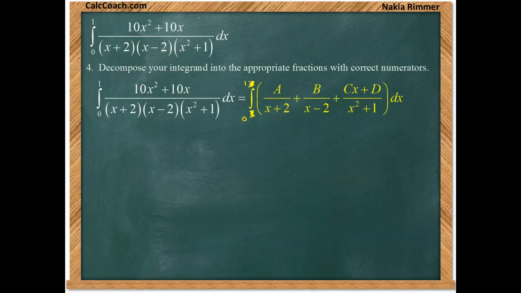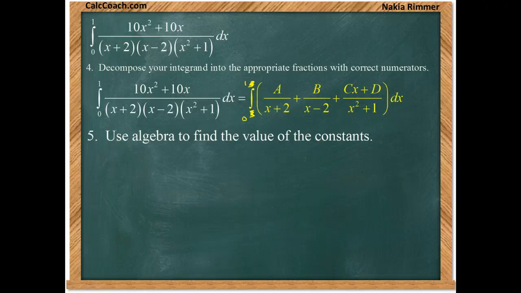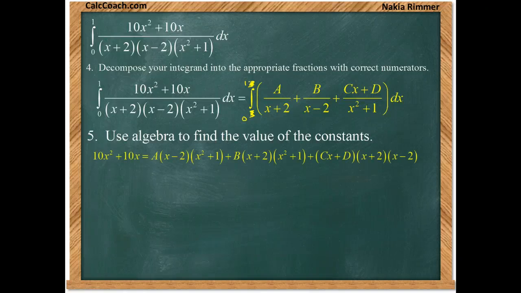Okay, here we go. We need to now chase down the constants. What you do is you ask yourself, what is the fraction missing in order to create the common denominator? The first fraction, a over x plus 2, is missing the x minus 2 and the x squared plus 1. The b fraction is missing the x plus 2 and the x squared plus 1. Now be careful here. The numerator of the last fraction, cx plus d, needs to be multiplied by the x plus 2 and the x minus 2. And then don't forget that you have your left-hand side here, 10x squared plus 10x.